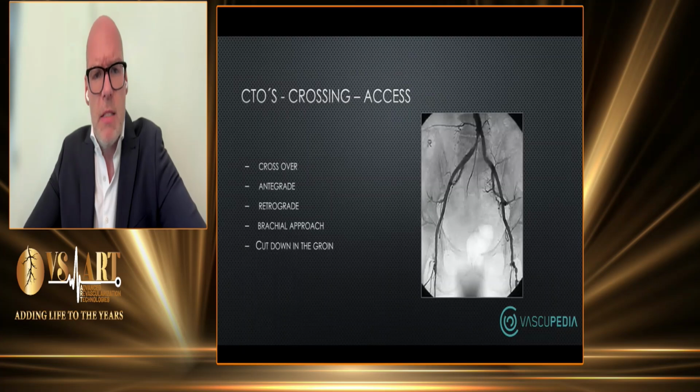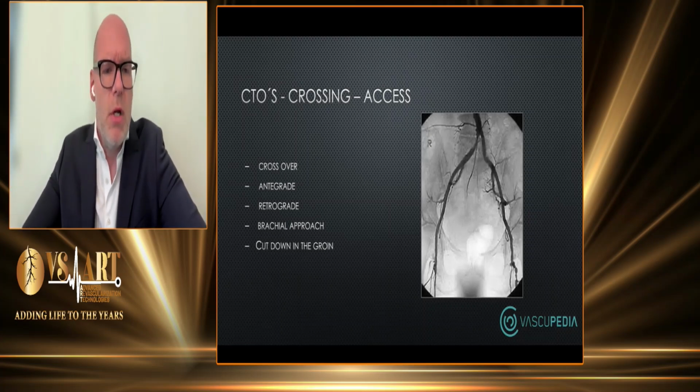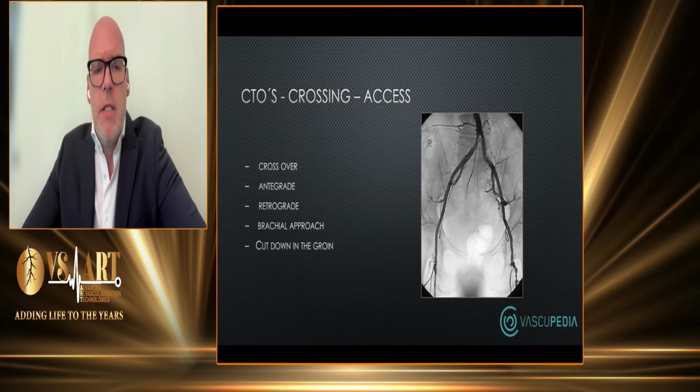Next step for us is the access. So we go for a crossover, or we have to do a cut down in the groin, in the antegrade or in the retrograde approach, or we have to deal with the brachial approach or an up and over. So this is the things we have to look for the access, and this is the first important steps when we look at our CTA scan or in our advice to go for the best treatment.